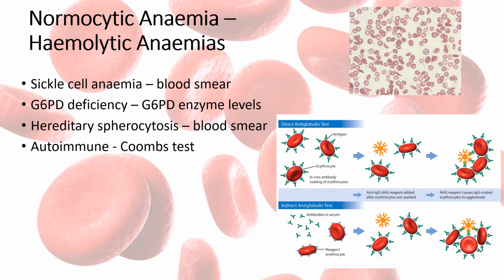Finally, autoimmune causes of hemolytic anemia are best diagnosed through the Coombs test, which has two components, the direct and indirect. The direct Coombs test uses the patient's red blood cells, which attempts to identify the antibodies attached to them, and in the indirect Coombs test, the patient's serum is assessed for the presence of red blood cell antibodies. There is a pictorial representation of the two different tests shown in the bottom right.